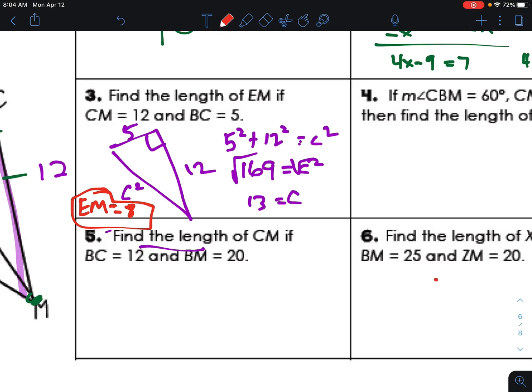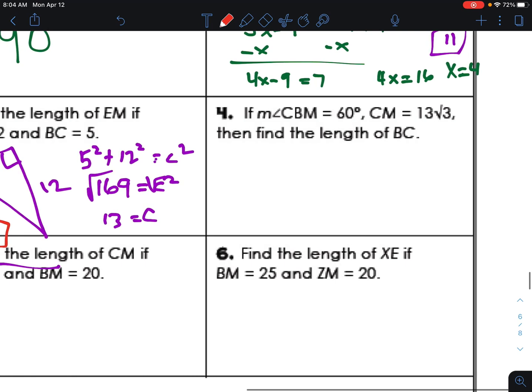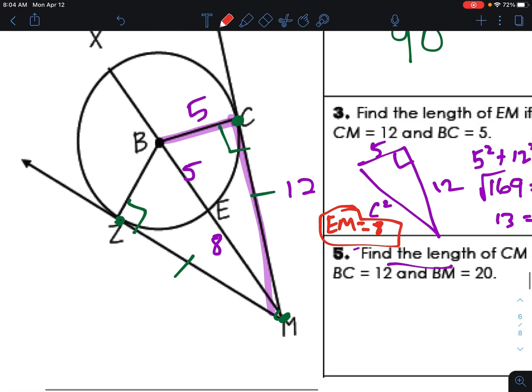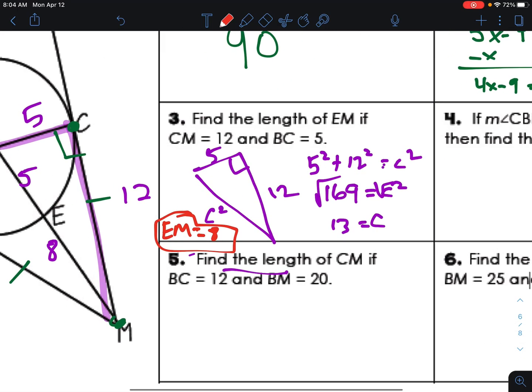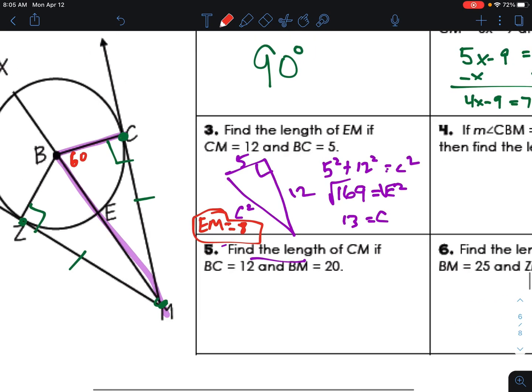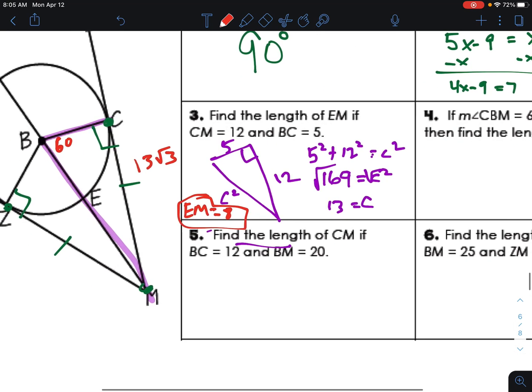All right? So now CBM is 60. CM is 13 times the square root of 3. We could type that into the calculator. It'll give us a decimal. Find the length of BC. All right. So CBM. I'm going to erase this whole mess here. C to B to M, that's 60. All right. And then it's giving us CM is 13 radical 3. Find the length of BC, which is this length here, okay?